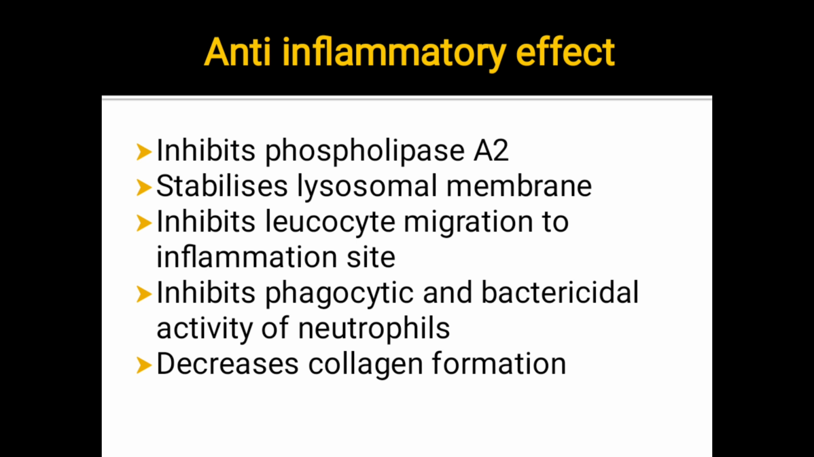Now, what does cortisol do? Cortisol will inhibit the phospholipase A2, which will decrease the arachidonic acid pathway and hence block the chemical mediators of the inflammation. Cortisol also stabilizes the lysosomal membrane so that the proteolytic enzymes are not released. It also inhibits the mast cells and prevents the release of histamine.